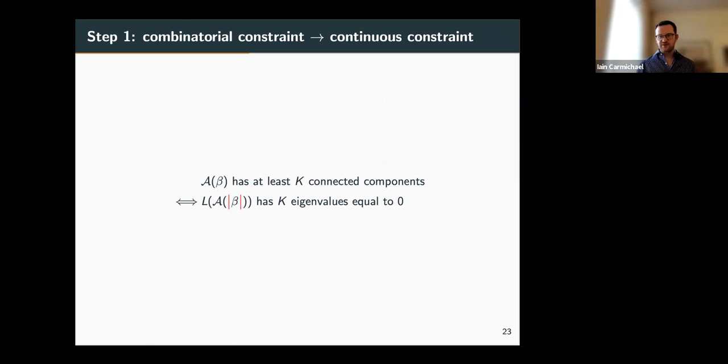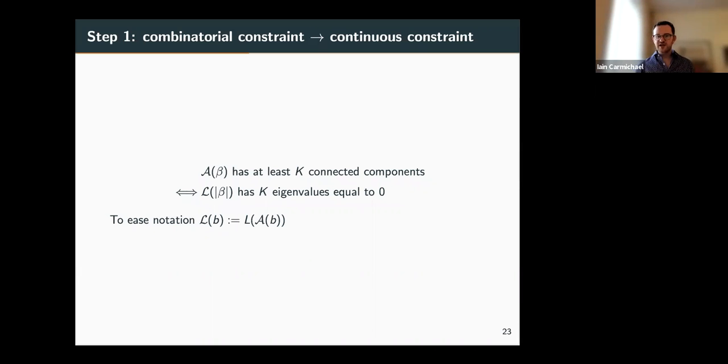Great. So now we're ready for step 1, which is we can now equate the combinatorial constraint that our graph has at least k connected components with the continuous constraint that the Laplacian of our graph has k eigenvalues equal to 0. And importantly, I'm going to take entry-wise absolute values on our beta vector, right? Because the nice spectral properties of the Laplacian require the adjacency matrix to be positive. So take the absolute value of the vector, map it into an adjacency matrix, then compute the Laplacian, and constrain that to have k eigenvalues equal to 0.